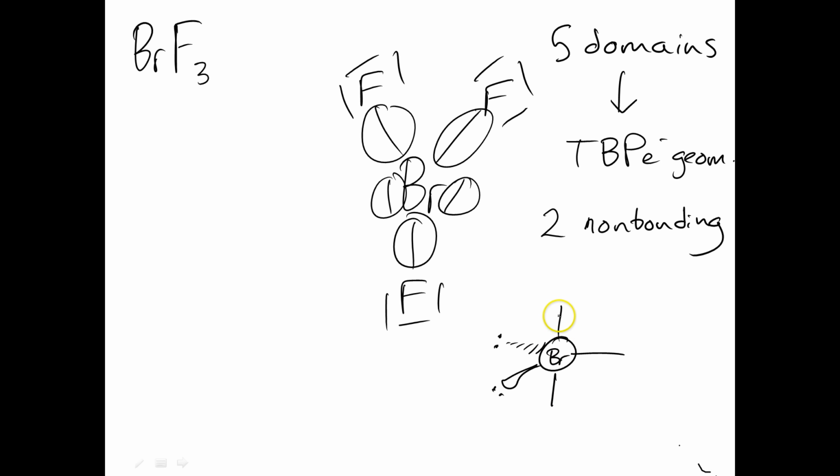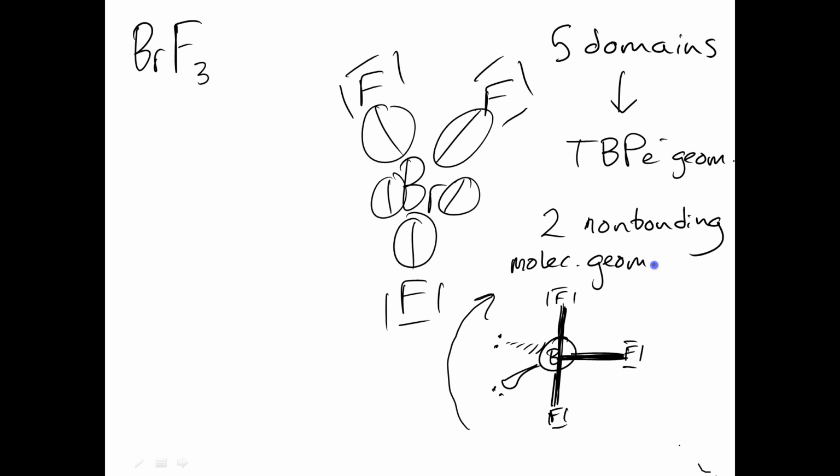Those are very large lone pairs. We're now going to fill in our F's. Those go in the remaining positions. Fill in our octets. Now, what we're left with, if you turn your view clockwise, is T-shaped. So our molecular geometry is going to be T-shaped.